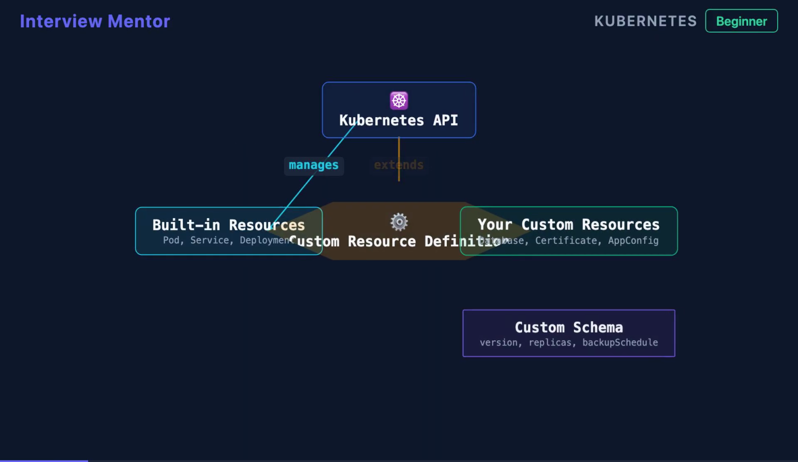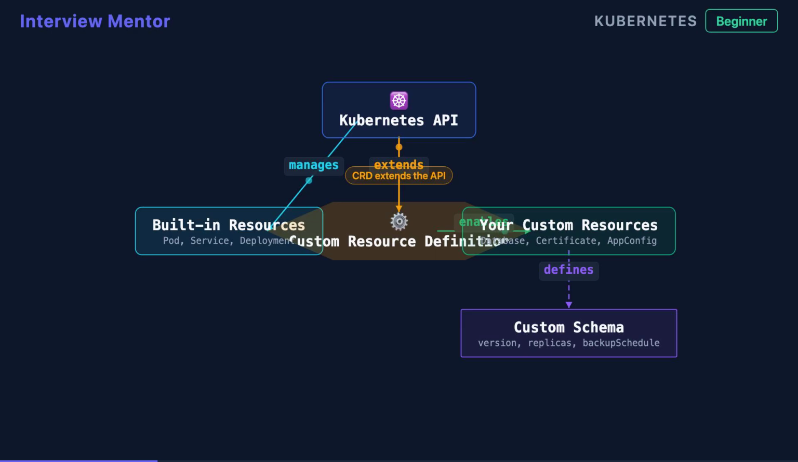A custom resource definition, or CRD, is how you extend the Kubernetes API to support new resource types beyond the built-in ones like pods, services, and deployments. Think of it as creating your own custom object schema that Kubernetes will recognize and manage. When you define a CRD, you're essentially telling Kubernetes about a new type of resource you want to track.